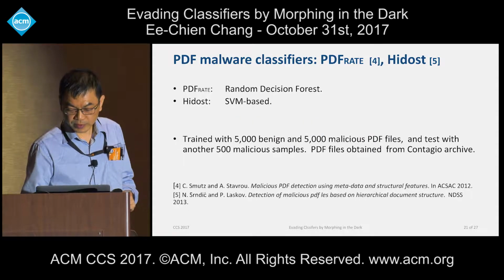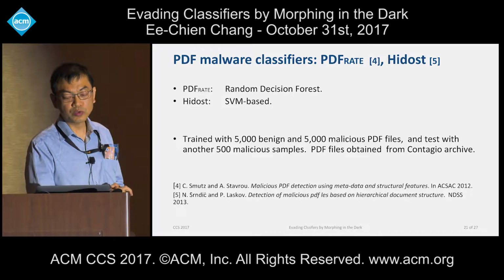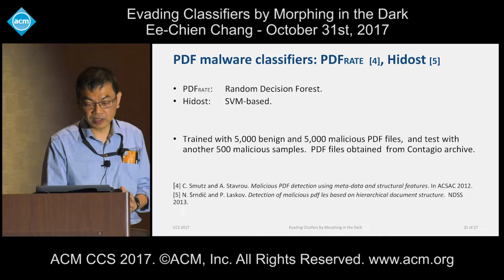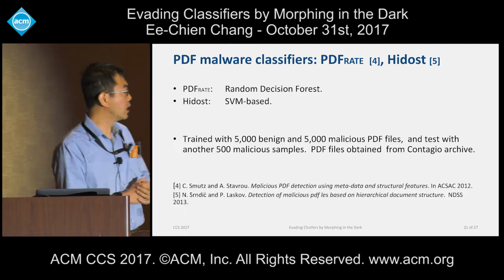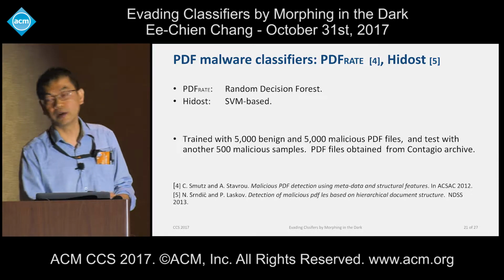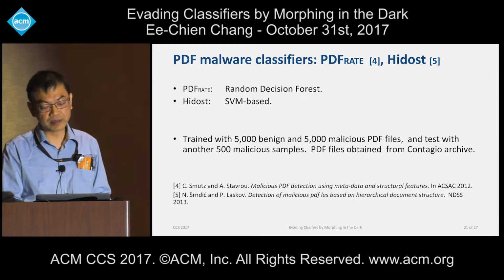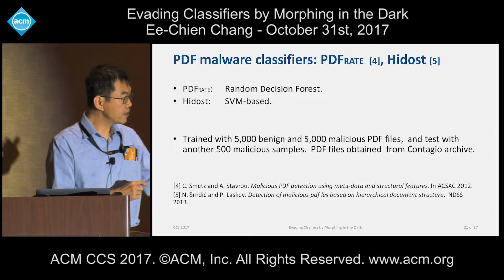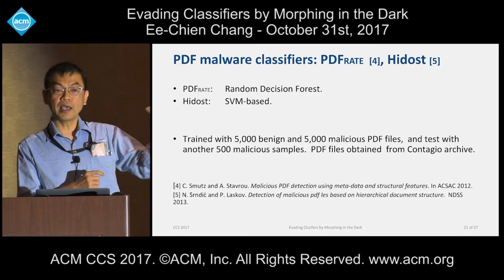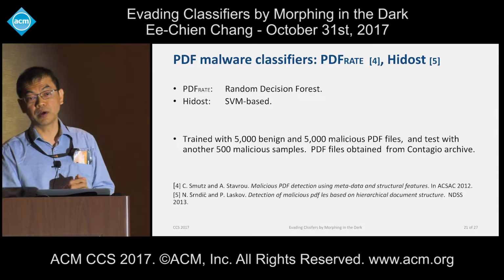So, experimentation results. We conduct our experiments on two known classifiers, PDFrate and Hidost. The first one is random decision forest based, and the other one is SVM. They are trained with 5,000 benign samples and 5,000 malicious PDF files. After they have been trained, we choose another 500 malicious samples to evade, to test our algorithms.